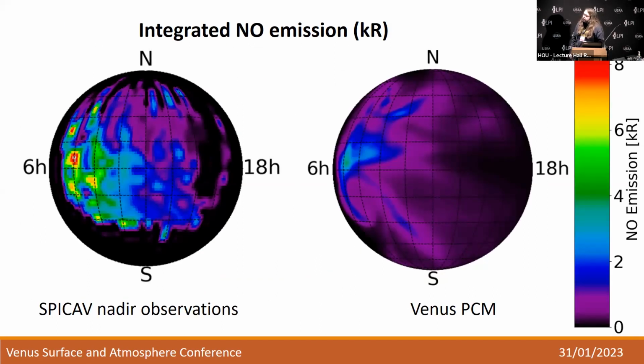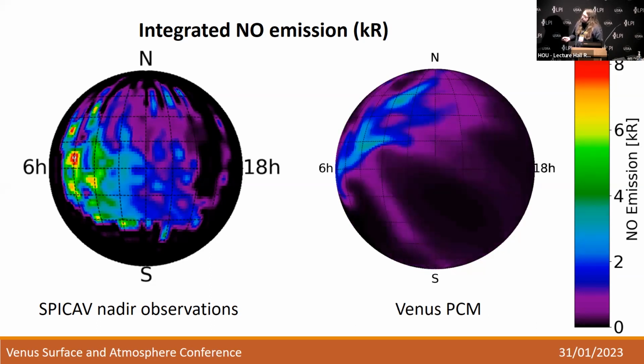So now we have everything to model our nightglow emissions. On the left, you have SPICAV data, where black means we don't have any information, and on the right, you have the output of the model. The first thing you can see is that in the model, the bulge of the nightglow is shifted towards the morning side as in the observation, which is good. But you can also see that the intensity of the emissions is lower in the model than in the observations, where we have about 9 kilo Rayleigh at the maximum, and in the model about 4 or 5.